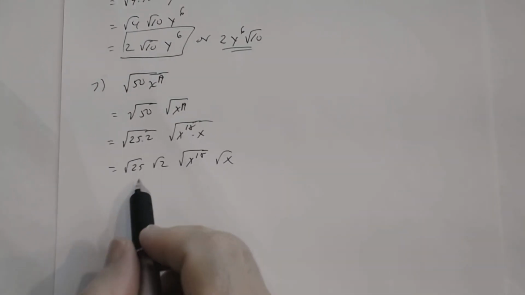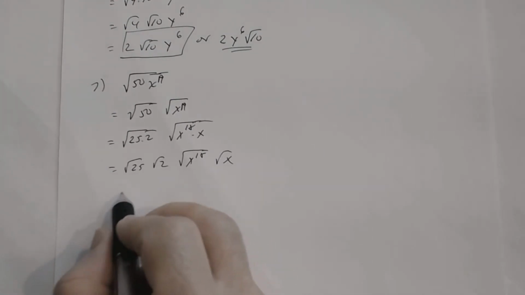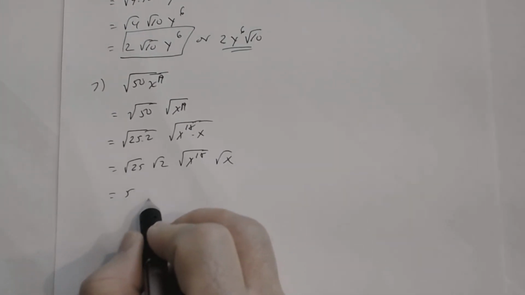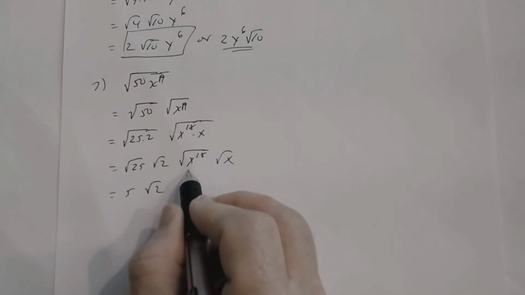Okay? Can I simplify the square root of 25? Yes, that's 5. Can I simplify the square root of 2? Nope, I'm going to leave it as square root of 2. What's the square root of x to the 18th?